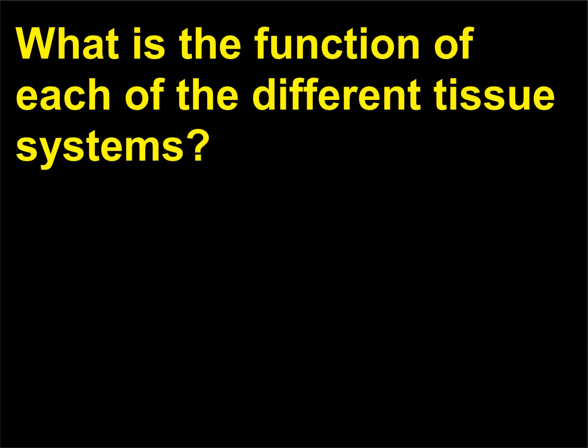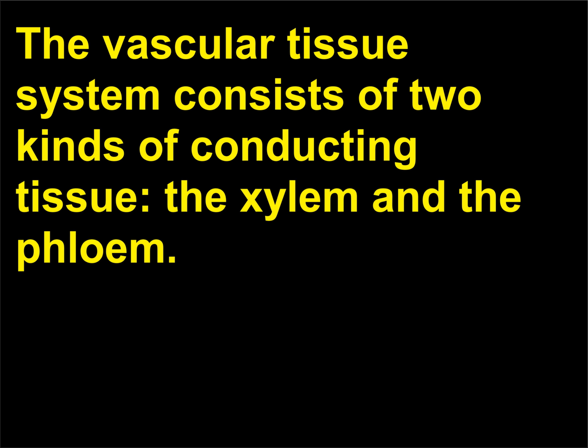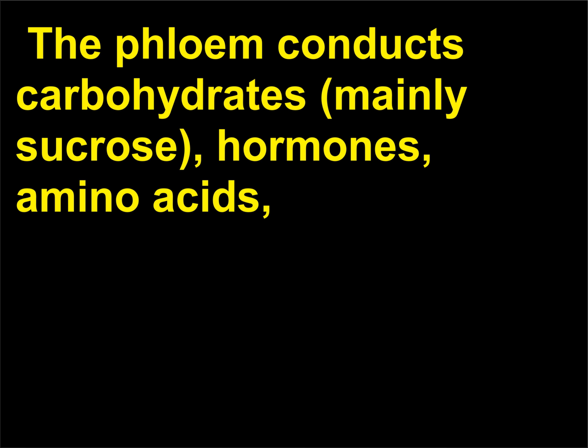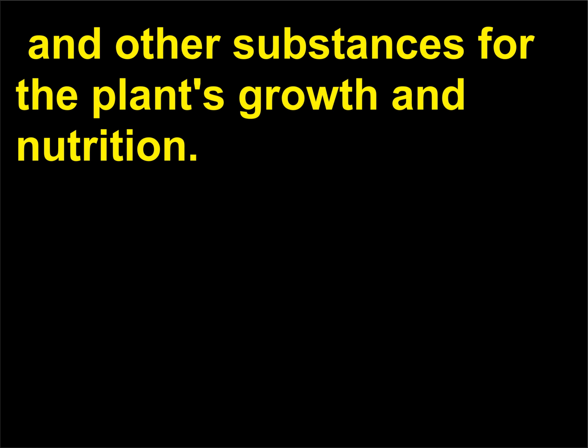What is the function of each of the different tissue systems? The vascular tissue system consists of two kinds of conducting tissue, the xylem and the phloem. The xylem conducts water and dissolved minerals. The phloem conducts carbohydrates, mainly sucrose, hormones, amino acids, and other substances for the plant's growth and nutrition.